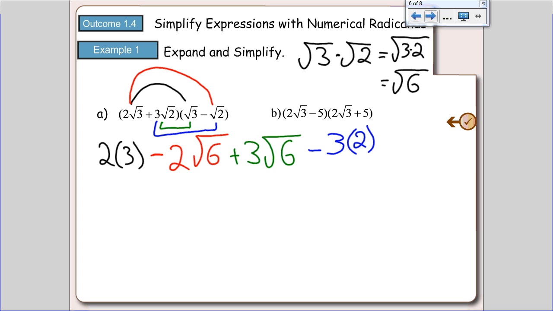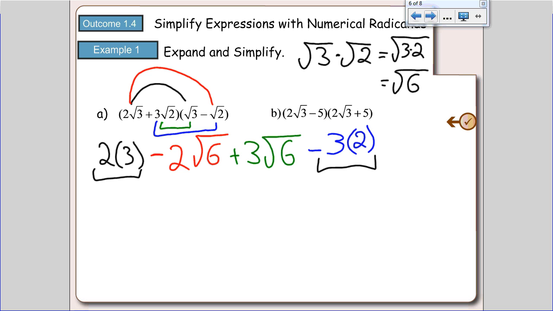Can we simplify this? Absolutely. What's the first thing we should simplify? Why not the 6 and the 6? It doesn't matter where you start. Yeah, the 6 and the 6, because 2 times 3 minus 3 times 2 is going to end up to be 0. That's just 6 minus 6.